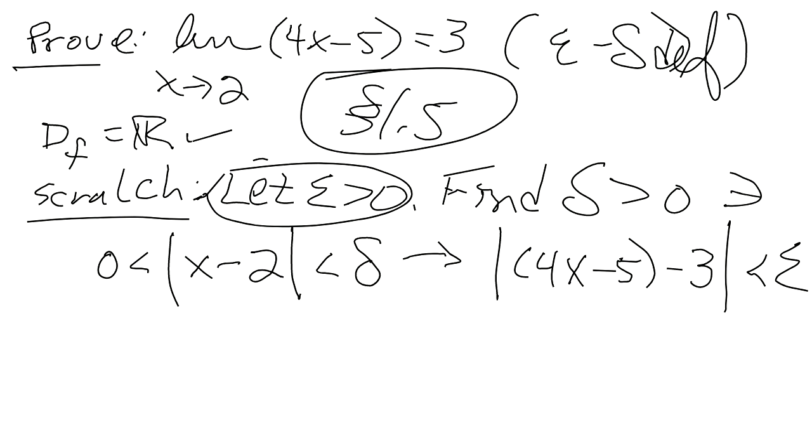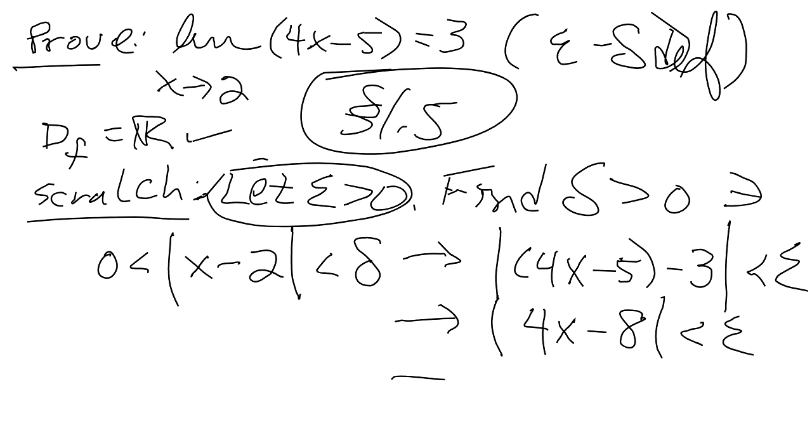Okay. So by doing this, I'm going to continue on the right. I'm going to combine like terms just like I did before. This says that the absolute value of 4x minus 8 is less than epsilon, which implies that 4 times the absolute value of x minus 2 is less than epsilon. So then what does that imply?